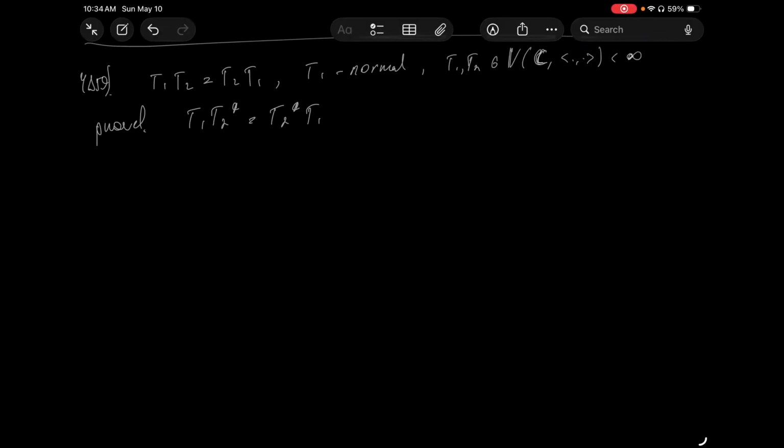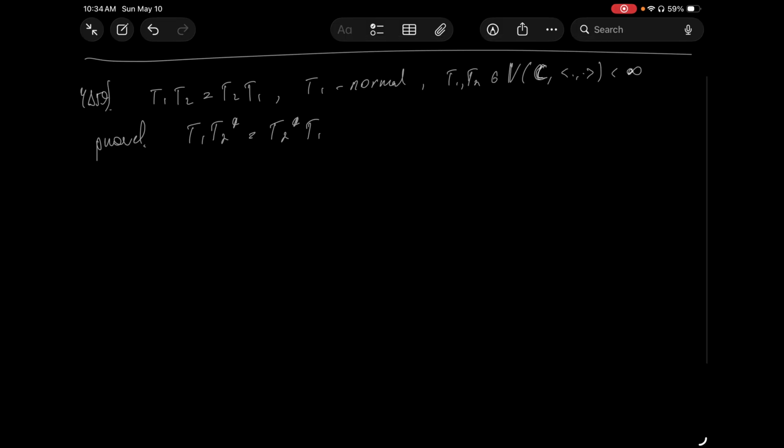So today I'm going to prove the following theorem. This is basically the particular case of Fuglede's theorem applied on a finite complex inner product space, sometimes called a Hilbert inner product space. So what do we have here?